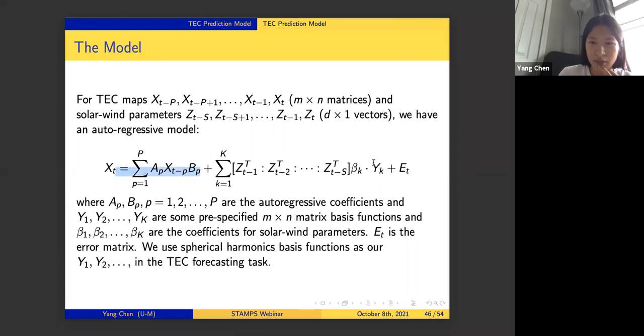And then in terms of the vector features, the way that we use them is by specifying matrix basis functions based on the spherical harmonic spaces, and then doing a linear combination of those vector features, just like a linear regression term, to project these lower dimensional features to a higher dimensional matrix. And here we also consider lag S for the vectorized features in the prediction. And E_t is just the error term, which we assume to be Gaussian after some transformations.